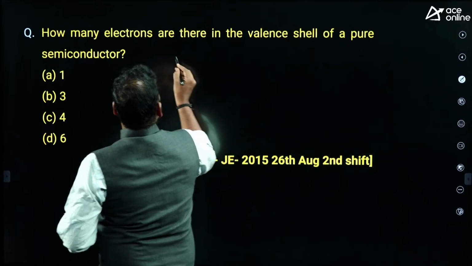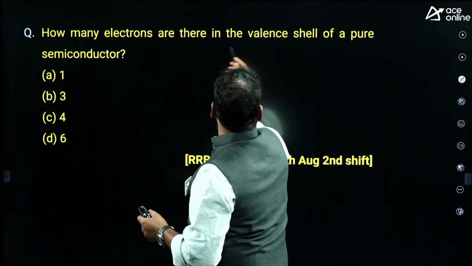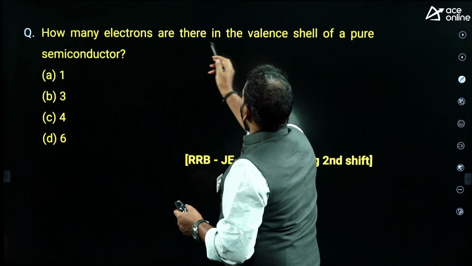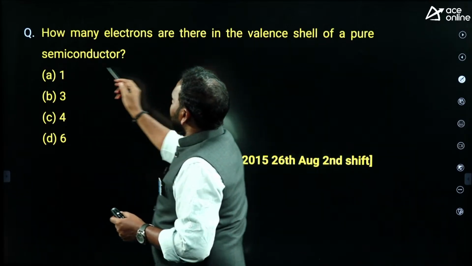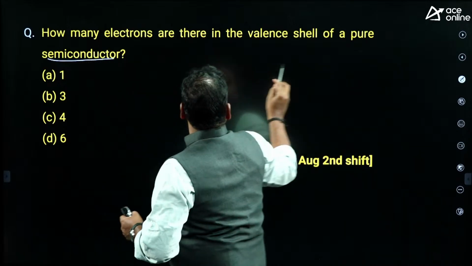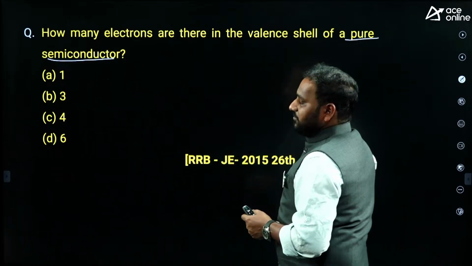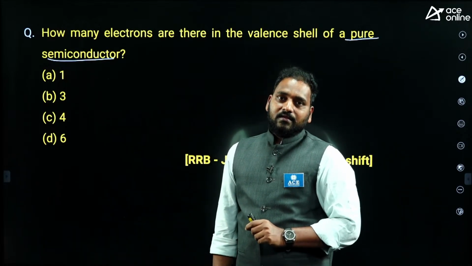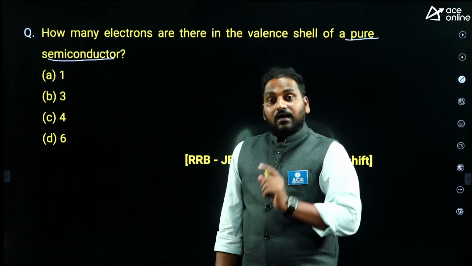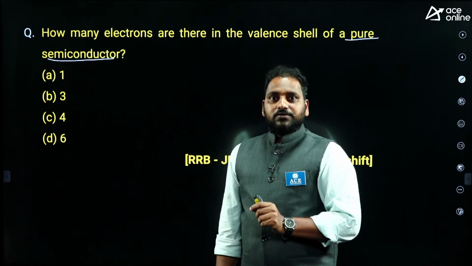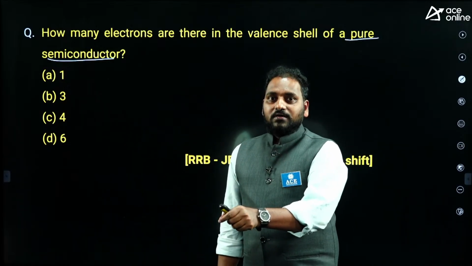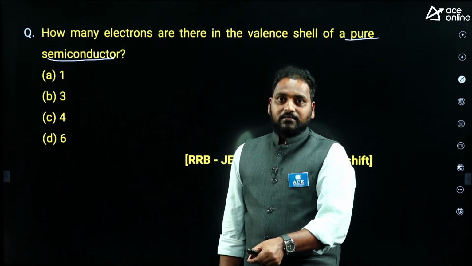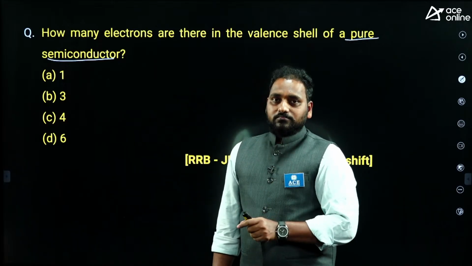So this question may be phrased as the number of electrons in the valency shell of a pure semiconductor. Pure semiconductor means intrinsic semiconductor, okay? So next time they may give you the same question with intrinsic semiconductor, or maybe silicon or germanium; tin or lead also belongs to the fourth group, okay, right?